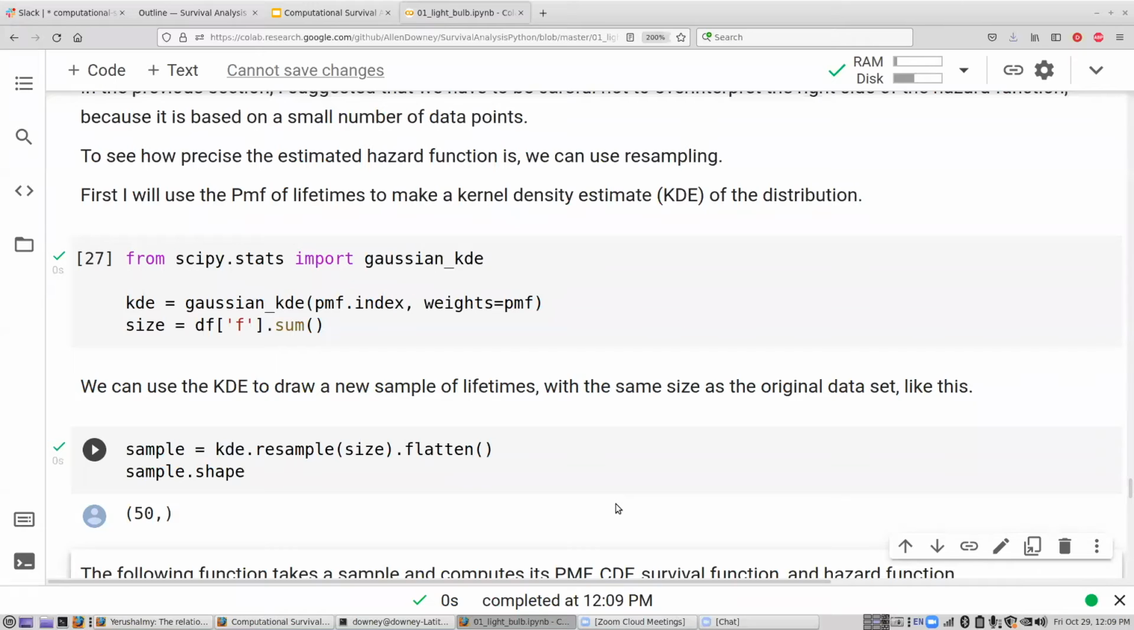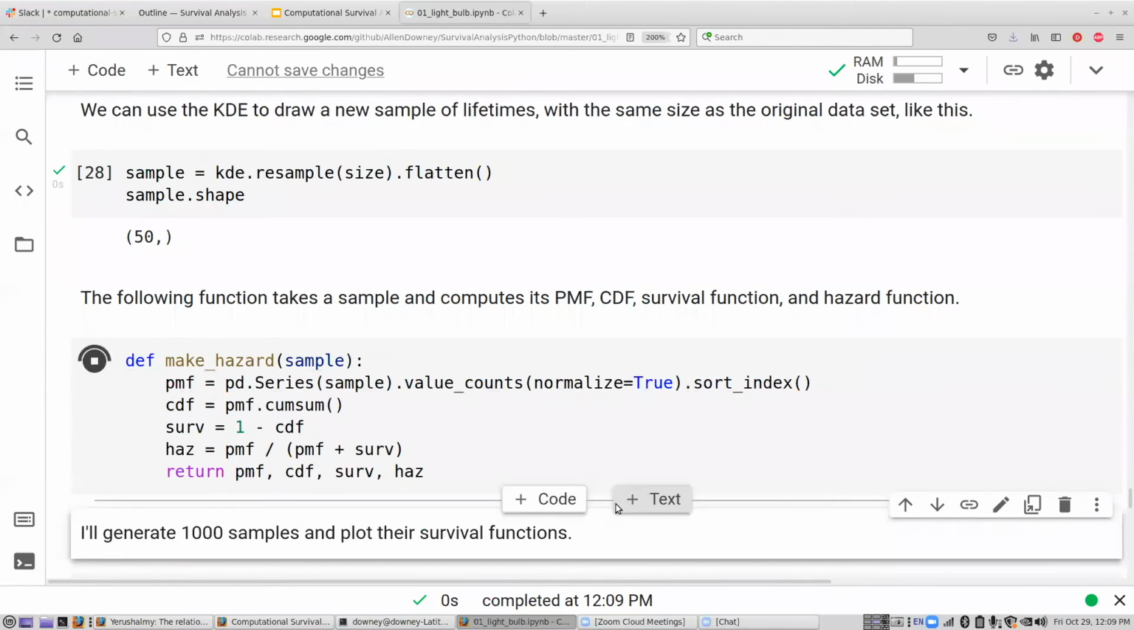So again, I'm using the data to build a model, and then I'm using the model to generate lots of synthetic data sets. And you can think of these as alternate universes. This is what the data set could have been if I had sampled it differently, if I had got a different set of 50 light bulbs.